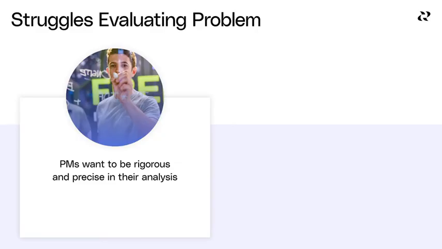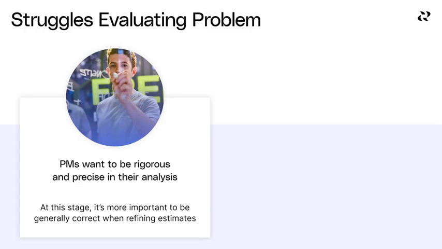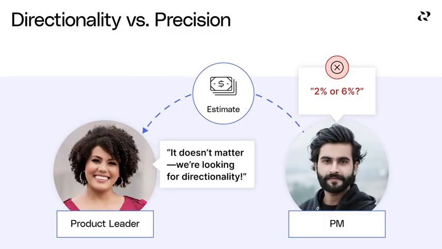First, PMs want to be rigorous and precise in their analysis. However, in the early stages of a project, there's rarely enough information to reach the level of precision PMs strive for. At this stage, it's more important to be generally and directionally correct than spend too much time tweaking and refining estimates. For example, you probably don't need to spin your wheels refining your value estimate between 2 and 6%.